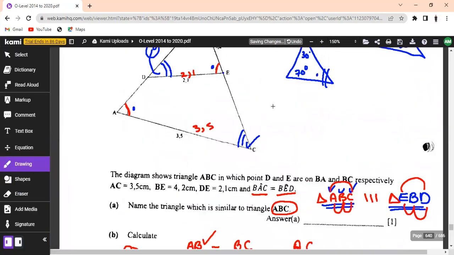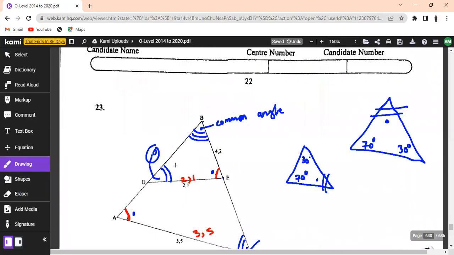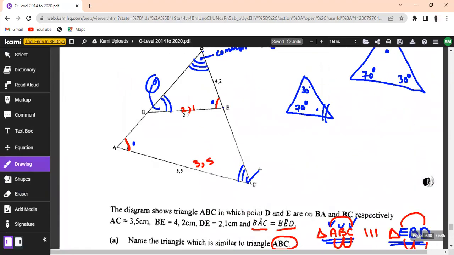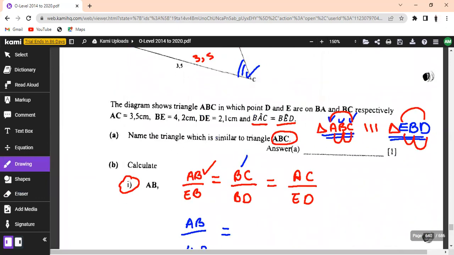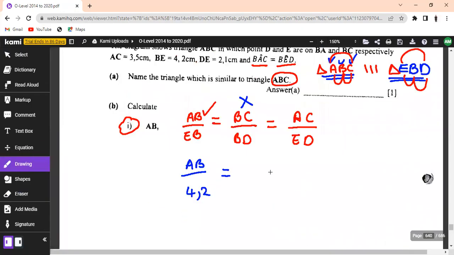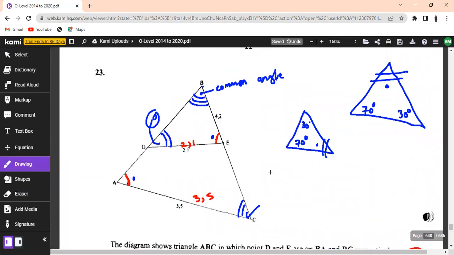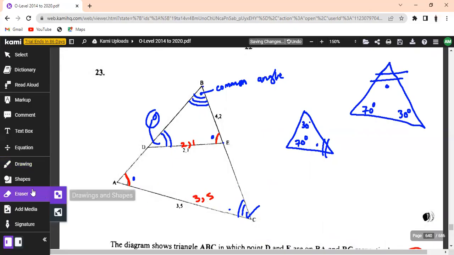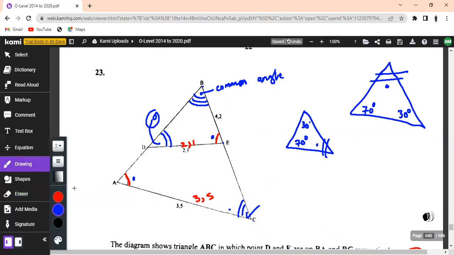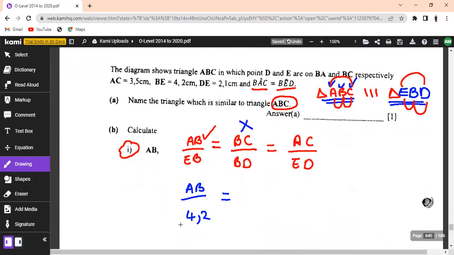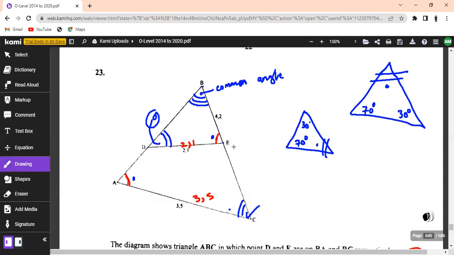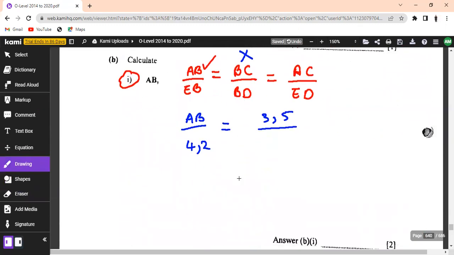BC over BD, let's cross-check. This is BC. From BC to BD, we do not have complete values. So this ratio, let's leave it. Let's move on to this one, AC over ED. So AC here, this is your AC from A to C. We take the line from A to C, which is 3,5. So your AC is 3,5 over ED, which is your ED in this case from E to D, that is 2,1.